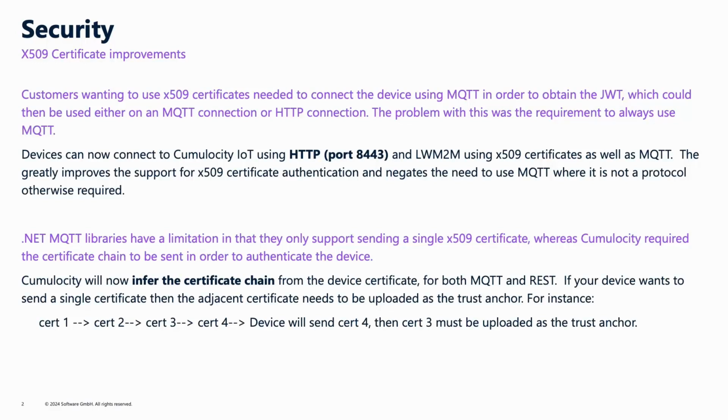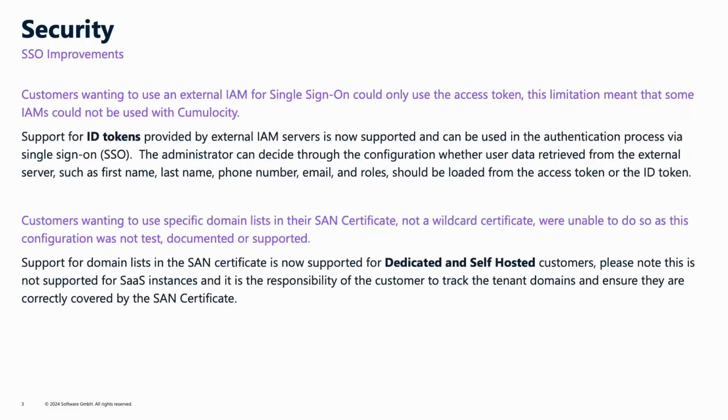So for instance, if certificate 4 is the device certificate, then you will upload certificate 3 as the trust anchor, and then we can infer the rest of the chain and authenticate your device to Cumulocity IoT. So big improvement there for those of our customers who are running with MQTT.